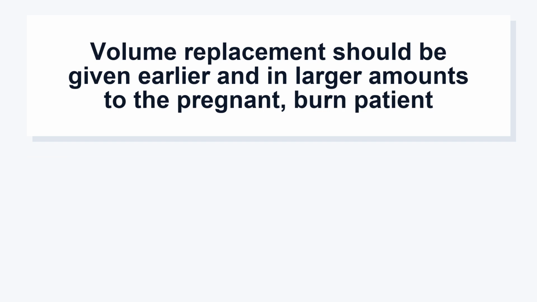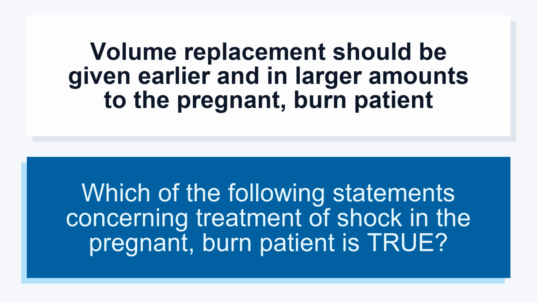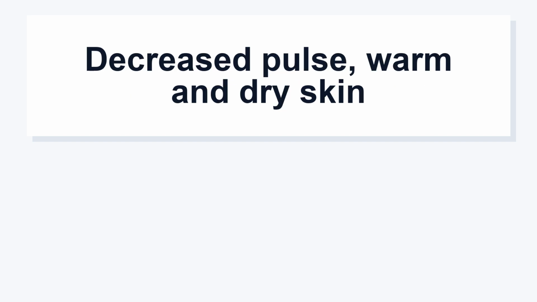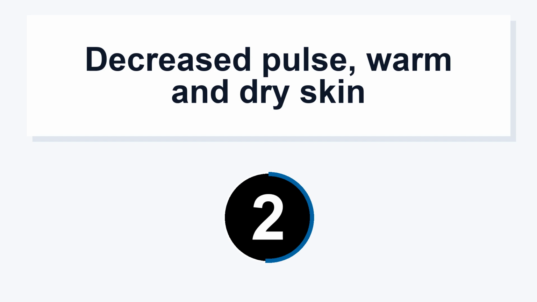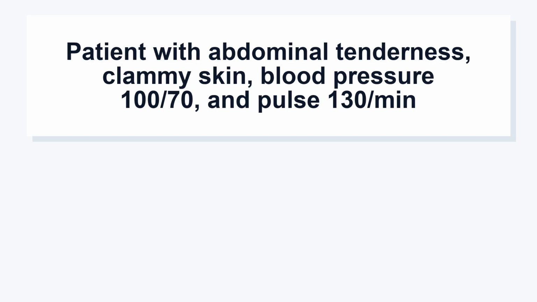Volume replacement should be given earlier and in larger amounts to the pregnant, burn patient. Which of the following statements concerning treatment of shock in the pregnant, burn patient is true? Decreased pulse, warm and dry skin. Which of the following is most typical of early, neurogenic shock? Patient with abdominal tenderness, clammy skin, blood pressure 100/70, and pulse 130/min.